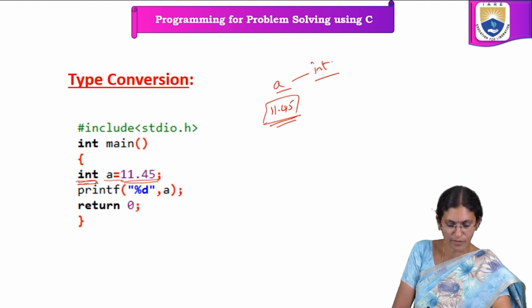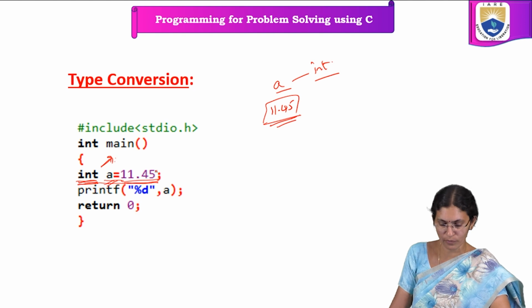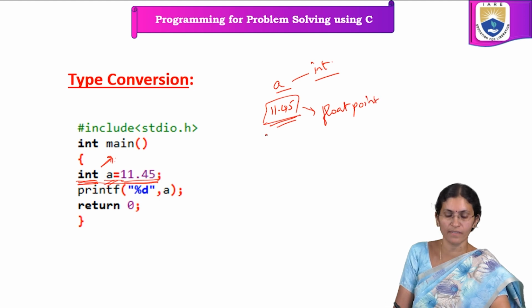Here int is a keyword, therefore it is highlighted in bold. This declares the data type of this variable A. And to this variable, we have assigned the value 11.45, which is a floating point number, or real number you can say.